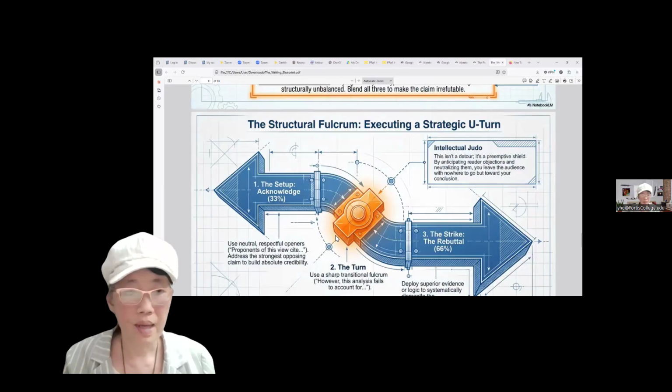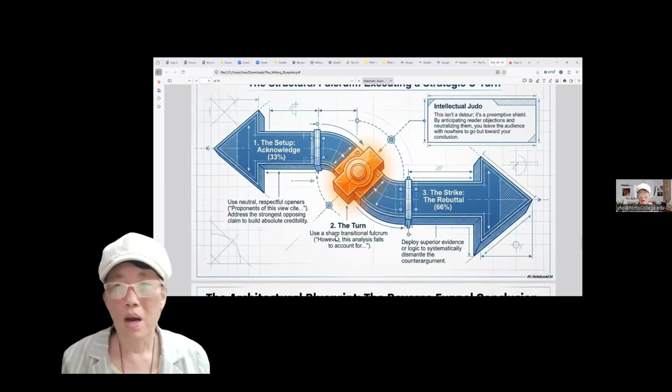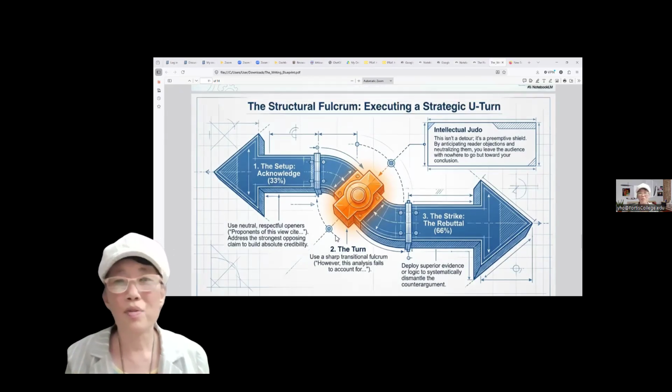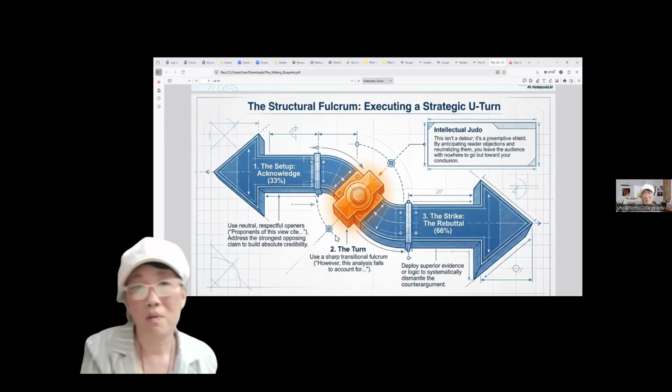And so here you do the structural fulcrum. In other words, you do intellectual judo. This isn't a detour, it's a preemptive shield. By anticipating readers' objections, okay, this is English 105 also. So if you're in English 101, you don't have to do this. But in English 105, I'm going to be teaching you how to write a counter-argument paragraph and a rebuttal paragraph.